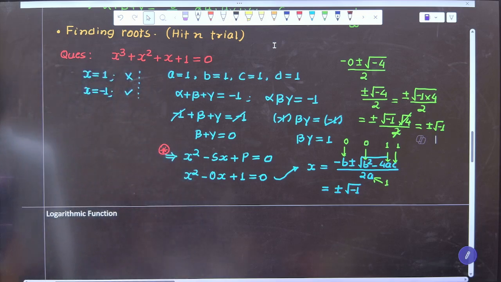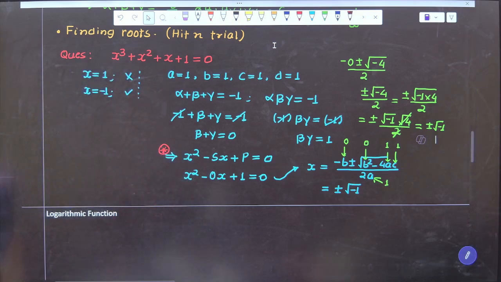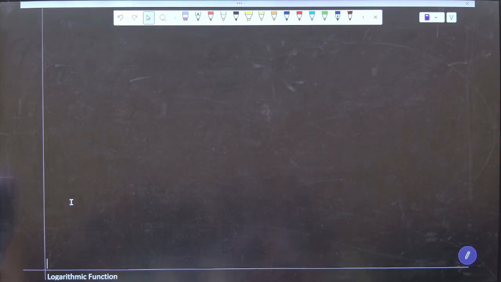Whole thing you understood? Chaliye, write down. If you have any doubt, you ask me to come at your place. I will explain you. So what is the question?